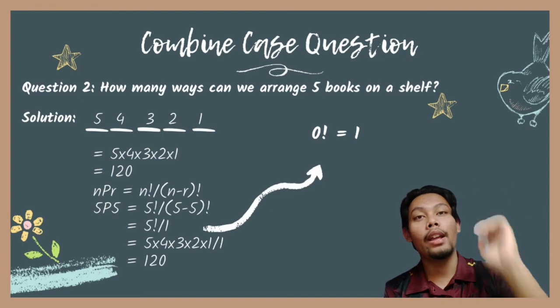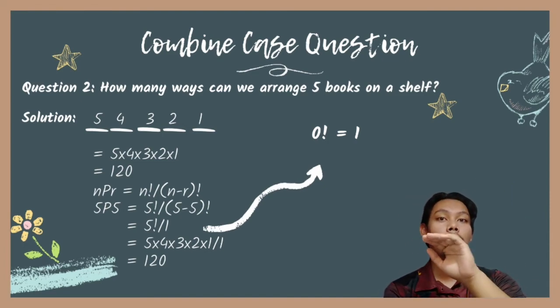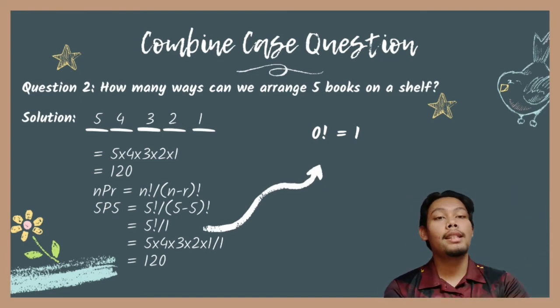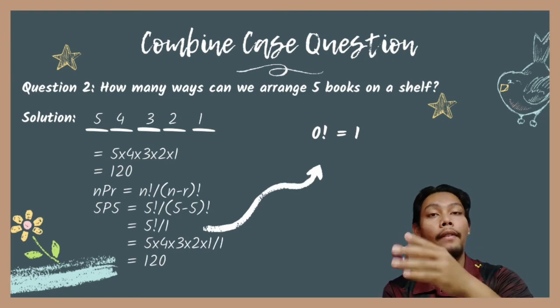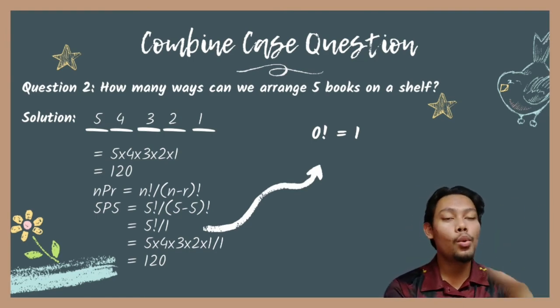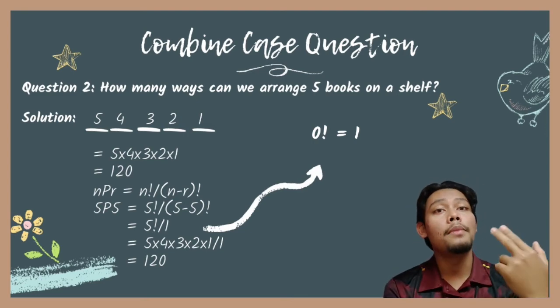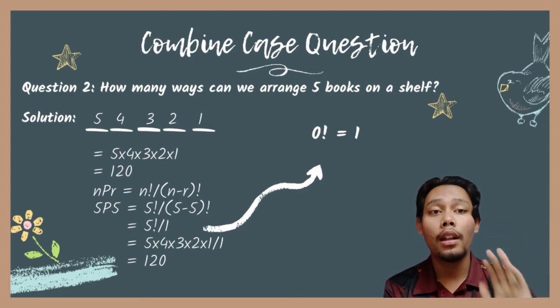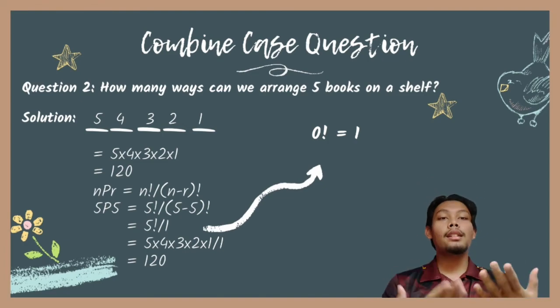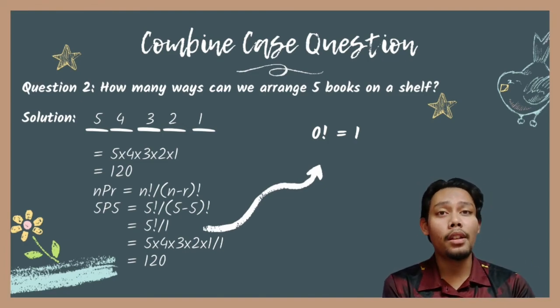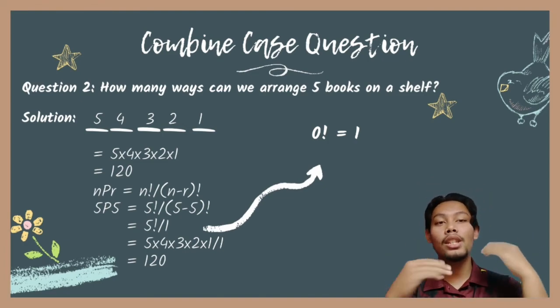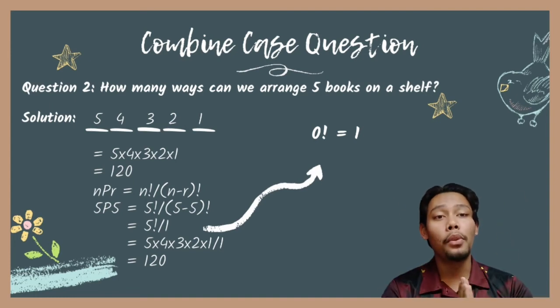So if you look at the slide, I have written what I said before. So we have 5, 4, 3, 2, 1. So we just times all of them. 5 times 4 times 3 times 2 times 1 is equal to 120. So that's how we want to find the permutation. But that is the logical thinking of this permutation.